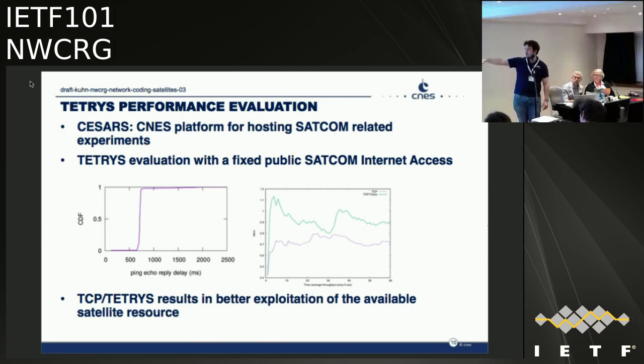Basically, what we can see on the right is the TCP goodput over time. With TCP with Tetris, you have a better usage of the channel capacity. We were lucky because when we were doing the experiments, it was a rainy day. That's when we have varying capacity, so we had losses and it was not perfectly working. And so we show that with network coding, you have a better goodput.